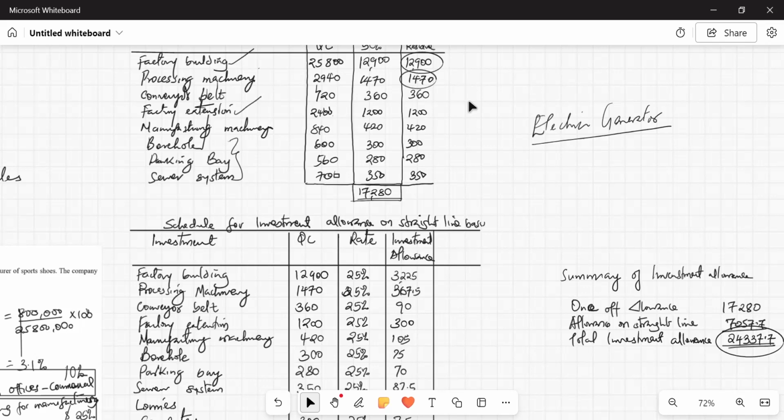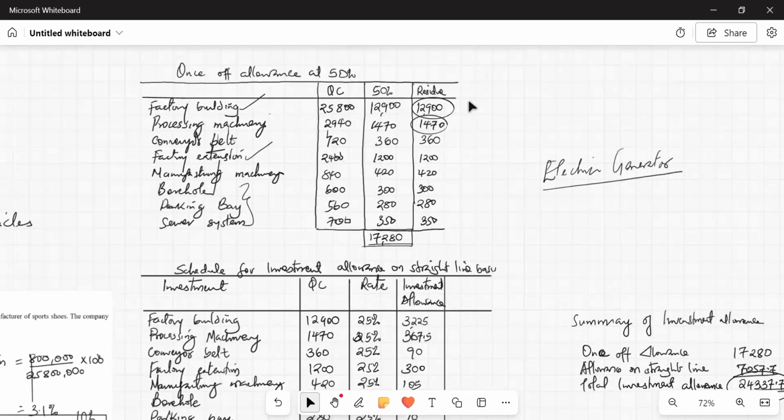Okay, any other questions before we stop? Because we want to stop now. Mwalimu, just some clarity on the factory building and the extension. Any extension to a building is considered to be a new building and therefore qualifies for allowance as a new building would have qualified. Extension is treated as a new building. Don't treat it with the assumption that there is another building existing, so you want to add it there. Don't add it there, treat it as a separate building.